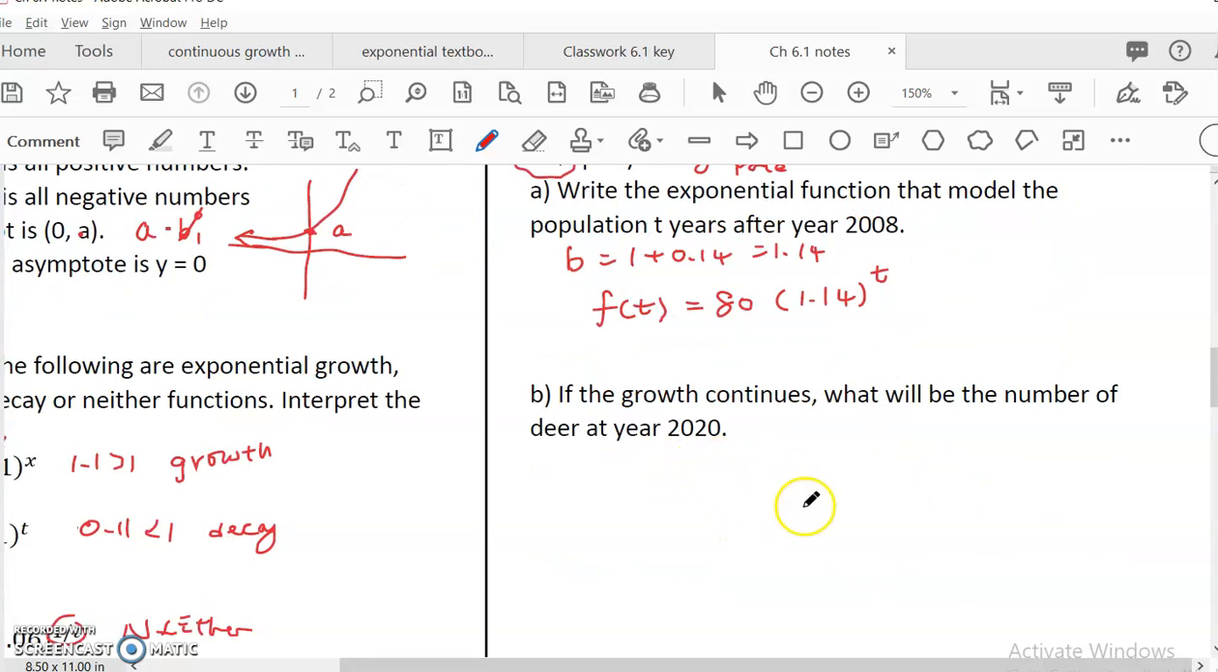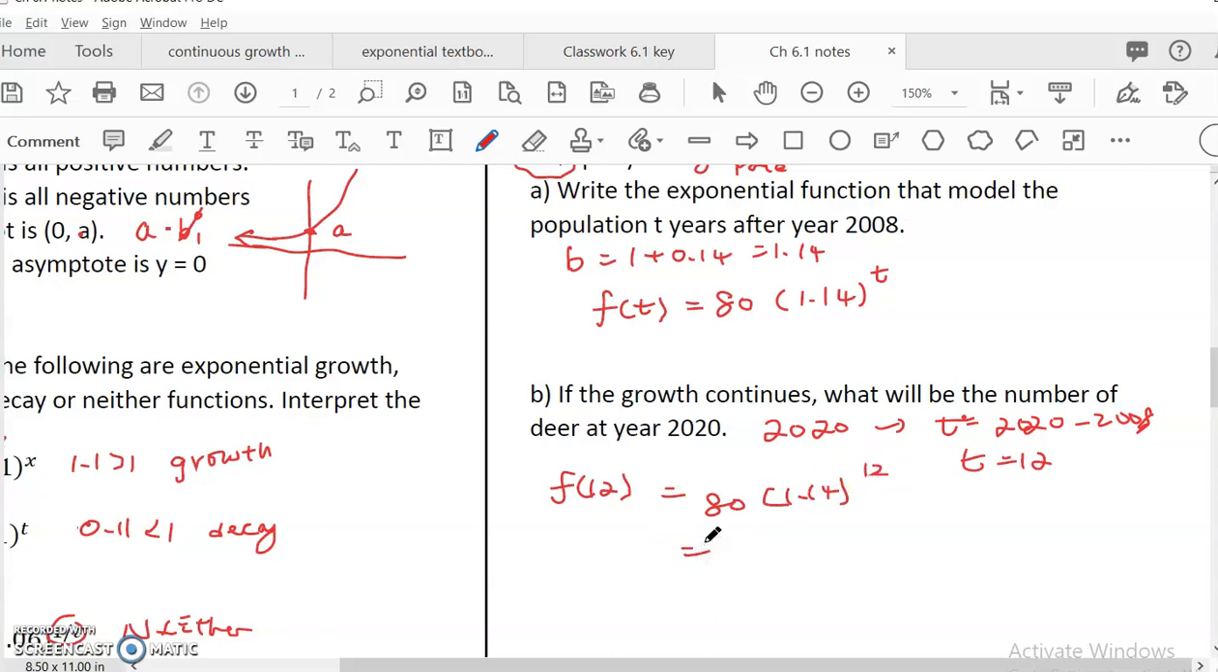If it continues, what would be the number of deer at year 2020? So 2020 corresponds to t equal to 2020 minus 2008, that is t is 12, right? So I'm going to do f of 12. That would equal 80 times 1.14 to the 12, which is 385.4. These are deer, so round to the whole number, 385 deer.